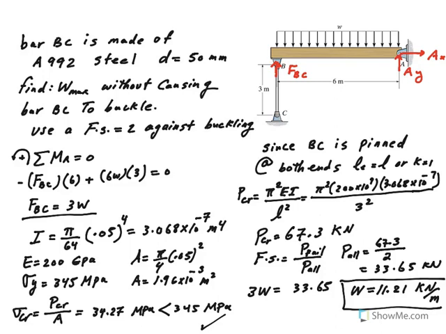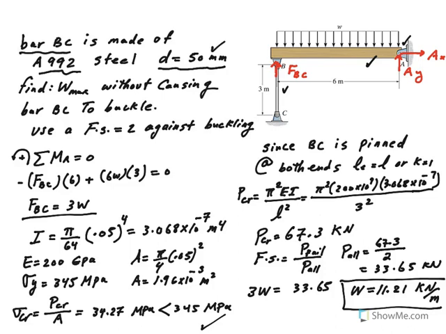So here we have this beam that is pinned at one end, A, and at the other end is being supported by this strut or rod BC, or bar BC, which is made of A992 steel, a stronger steel with a higher yield stress and ultimate stress. It's a solid shaft with a diameter of 50 millimeters.